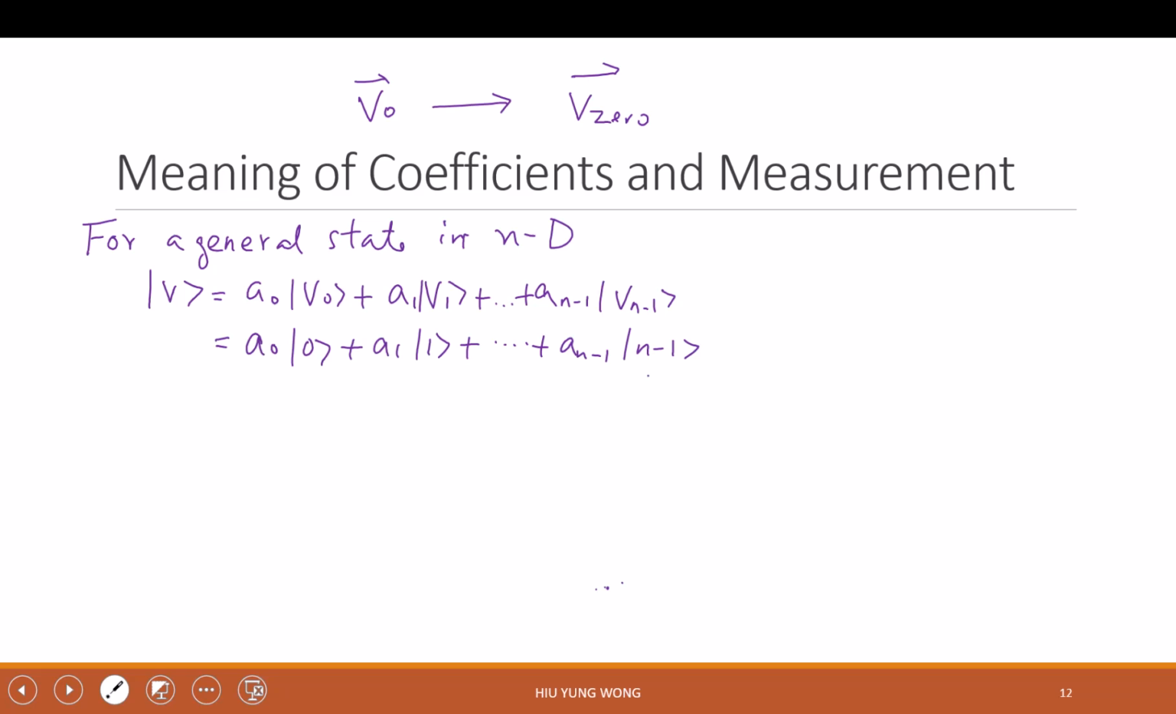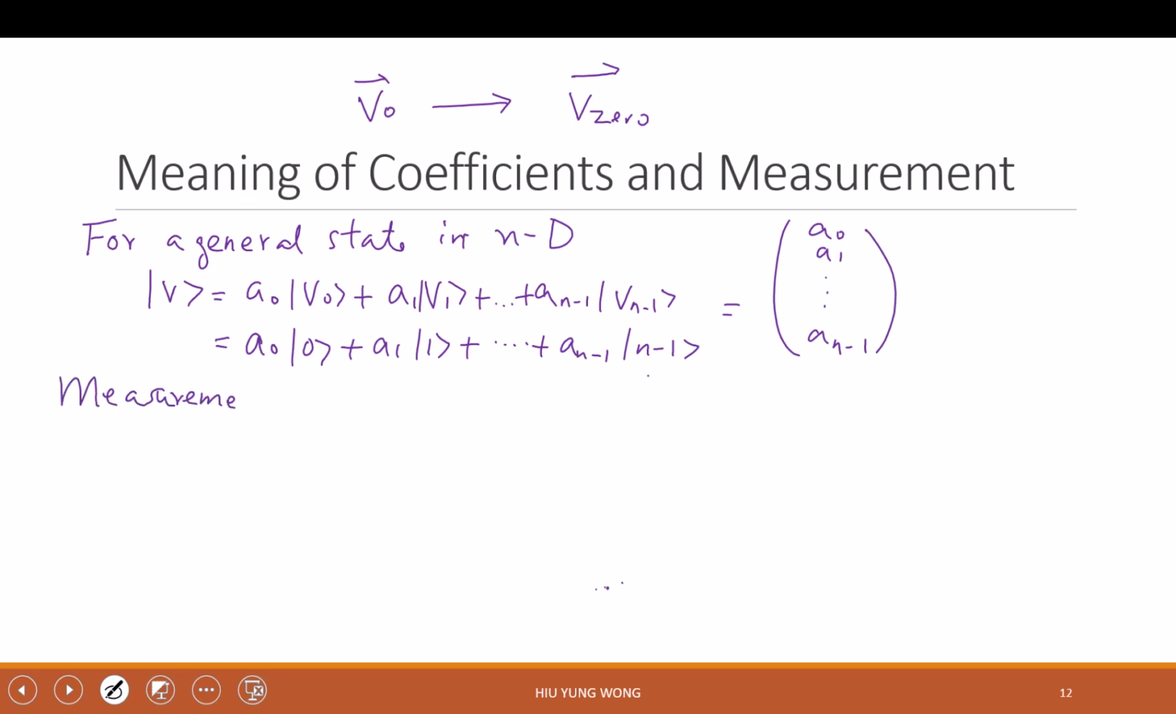Okay, so this is a general space. In column form, it will be A0, A1, all the way to AN minus 1. I did not introduce anything new, right? Except that I changed to the cat notation. Okay, so now we have these coefficients. What I want to say is, what happens if we do a measurement?